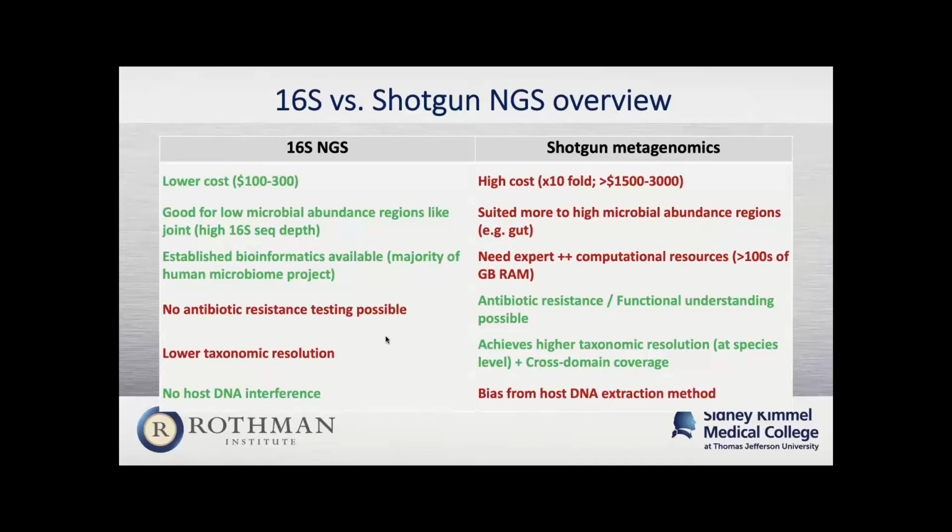But the trade-off is with the shotgun methodology, you get a better taxonomic resolution at the species level, and it also enables antibiotic resistance and functional understanding, which is not possible with 16S sequencing. And so the projections that you see with 16S sequencing are either based on PCR or projections of antimicrobial resistance based on species identified.